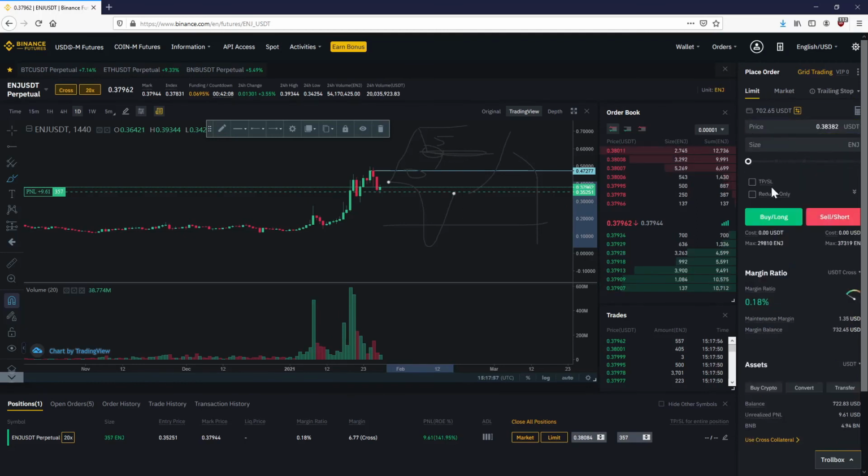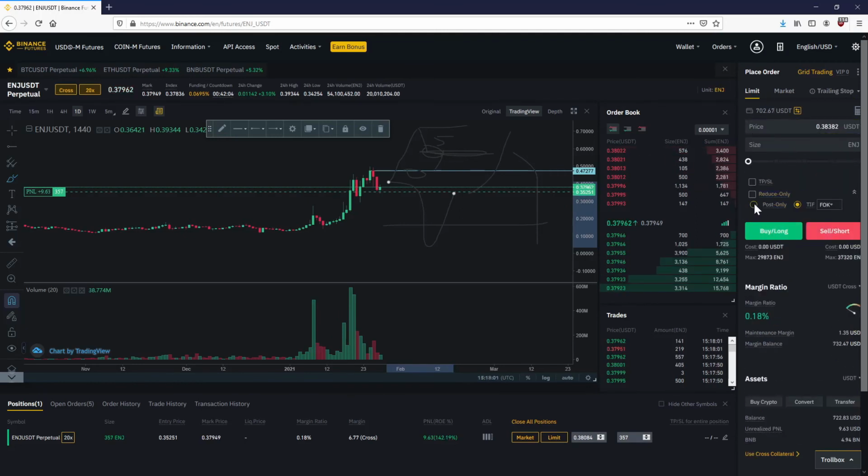So there is one more thing. Okay, there is one more thing. Here we have post only. This post only means just post your order on the order book or pend it on the order book. Then here we have time in force. What this means is you add some extra conditions to the orders. And here we have GTC. This means good till cancelled.